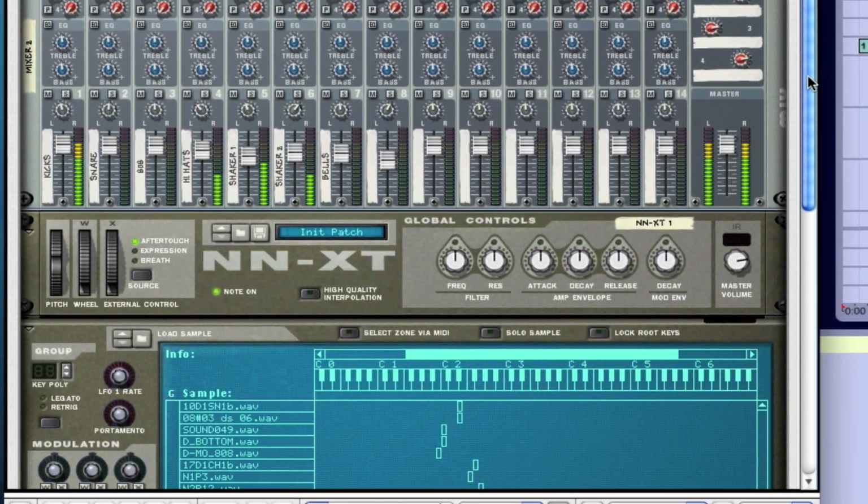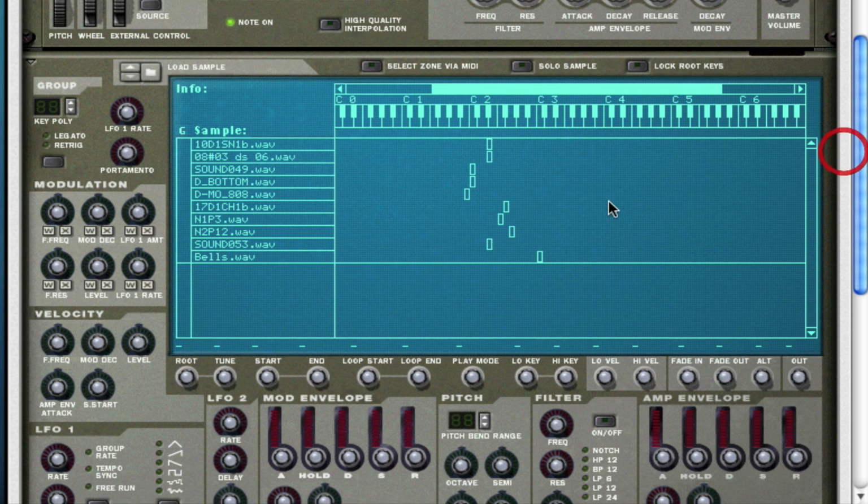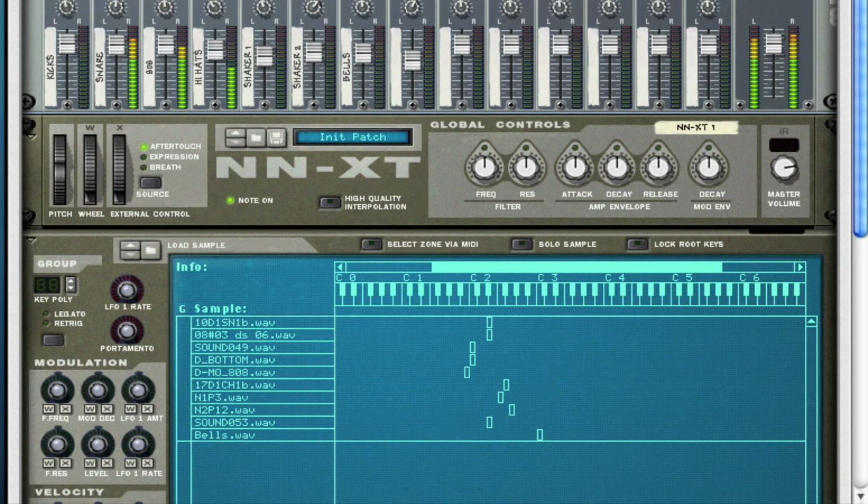Now if you see here in Reason, I have my drums and my NNXT, and I was just playing it with a keyboard. So here's my drums here.